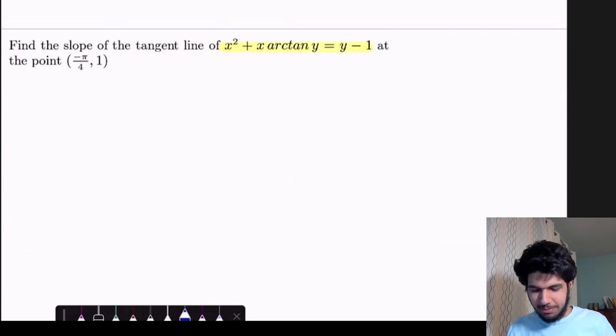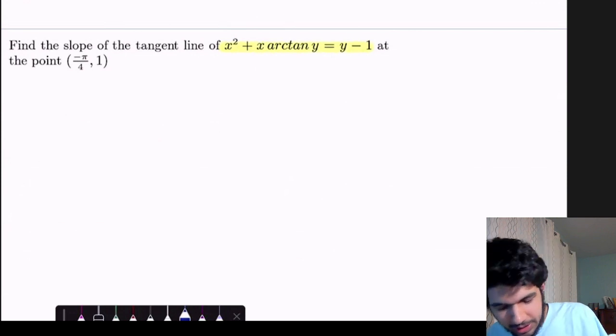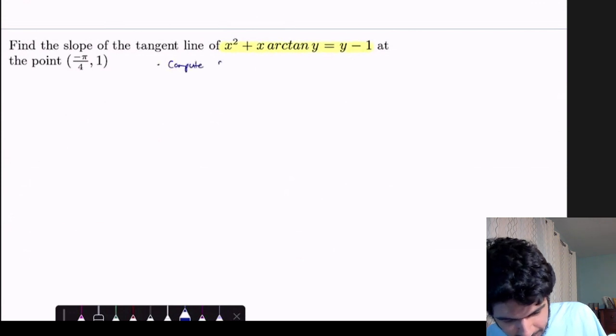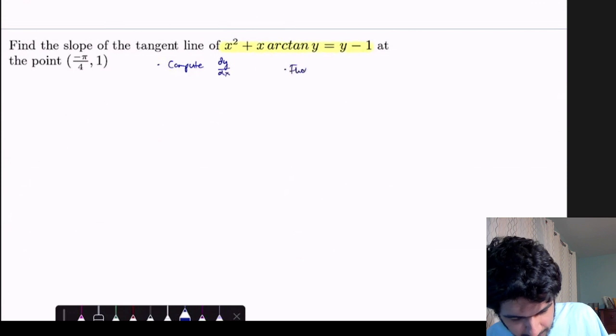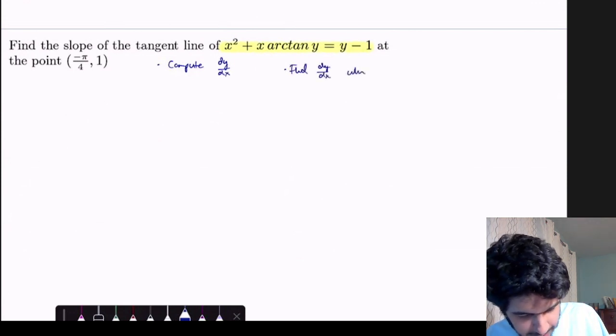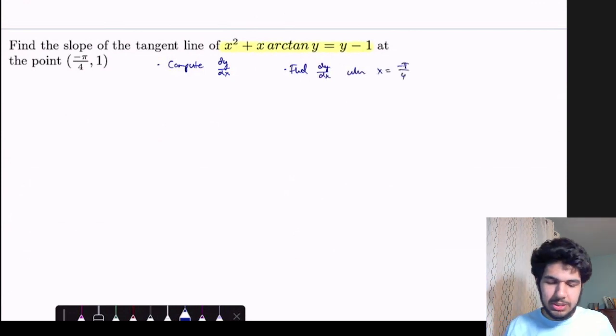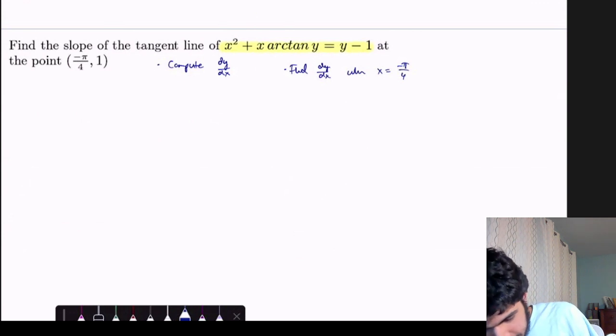So what's our game plan? We need the slope of the tangent line. So we need to compute dy dx, and then find dy dx when x equals negative pi over 4. That's our two-step game plan. So how are we going to find dy dx? Well, we'll take the derivative, but to do that, we'll have to use some implicit differentiation.